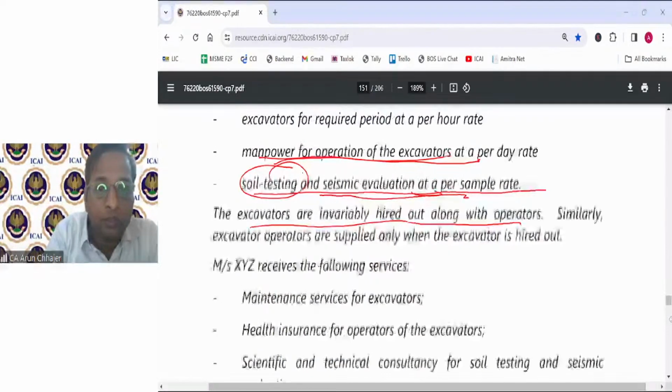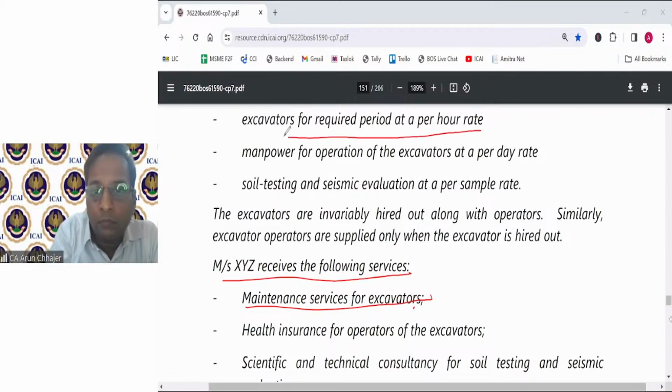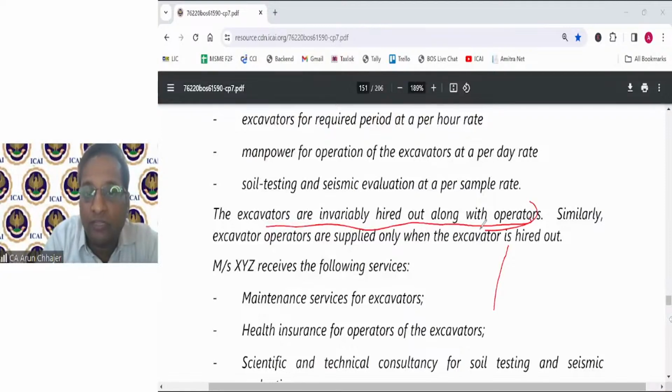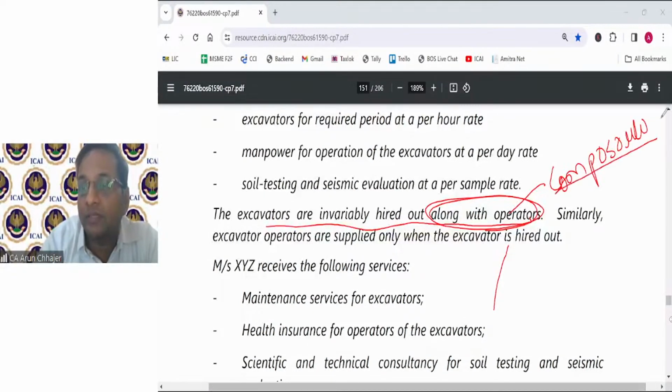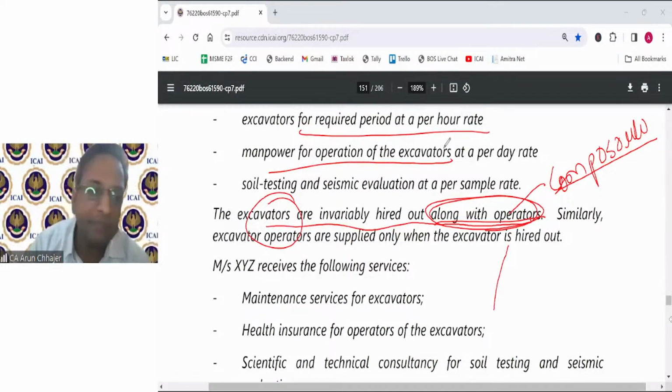So the main crux or main twist in this question is that they are making the following services: maintenance of excavator, health insurance. Sorry, let me read it in the same pattern only. Excavators are invariably hired out along with operator. So when they say along with operator, it becomes a composite supply. It means two or more taxable supplies are being given in a naturally bundled nature, out of which one is principal. What is the principal? Excavator, which is rented on hourly basis, and manpower for the operation of the excavator will be the ancillary supply, and both are taxable at the same tax rate.